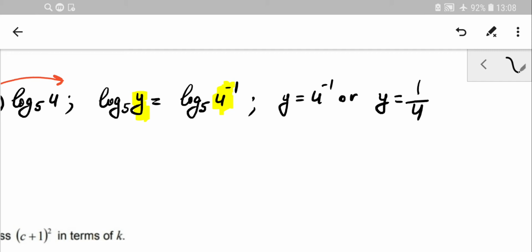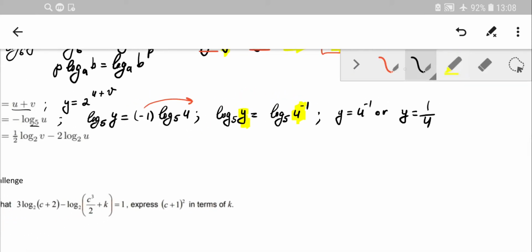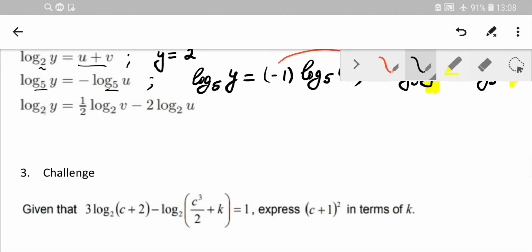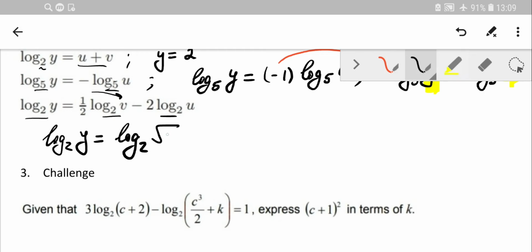Okay, so that's how it works. That's the final answer to this problem. And the last one, so everywhere I have log 2, I just leave log 2 y. So 1 over 2 I just lift up as the power, and I immediately can write square root of v, and negative 2, so I'll leave negative, and the power of 2 I lift up here. So I'll get log 2 u squared.